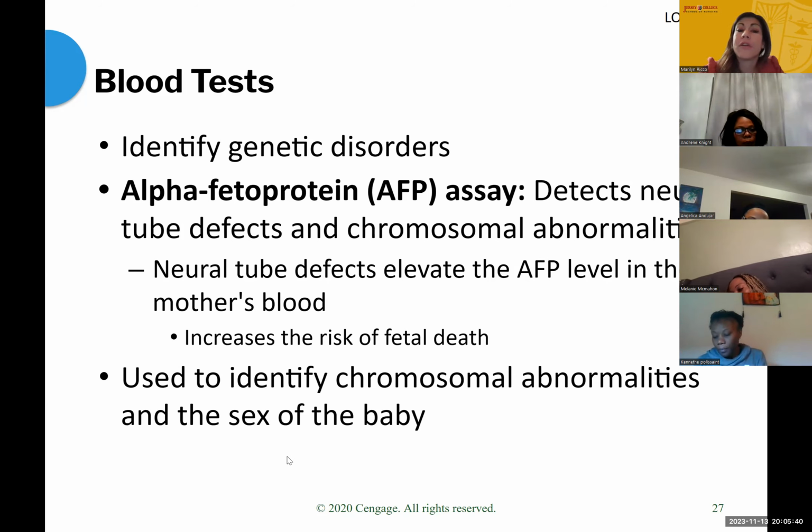Blood tests can also identify genetic disorders. The alpha fetal protein, AFP, detects neural tube defects and chromosomal abnormalities. Neural tube defects elevate the AFP levels in the mother's blood, and it increases the risk of fetal death. It's used to identify chromosomal abnormalities and the sex of the baby.